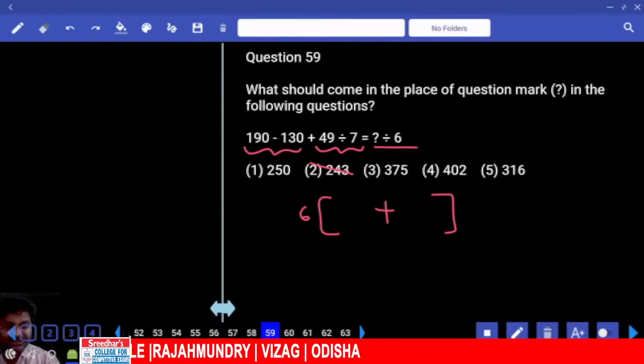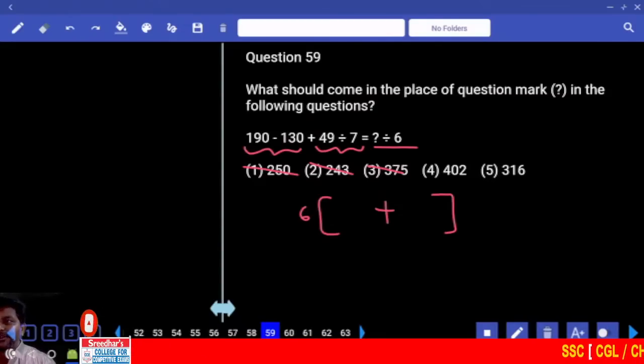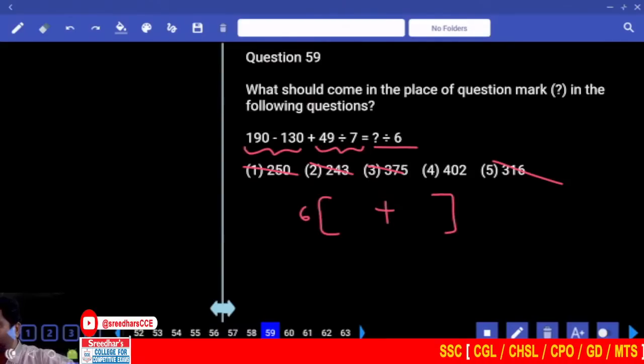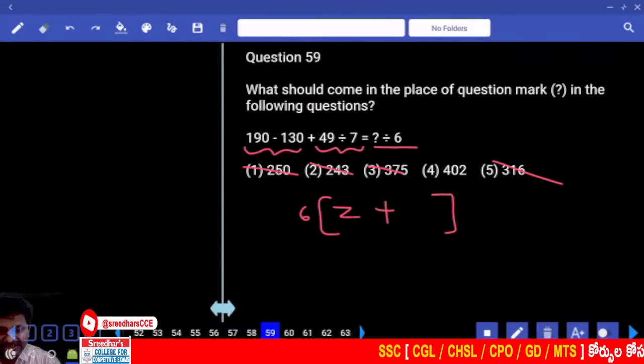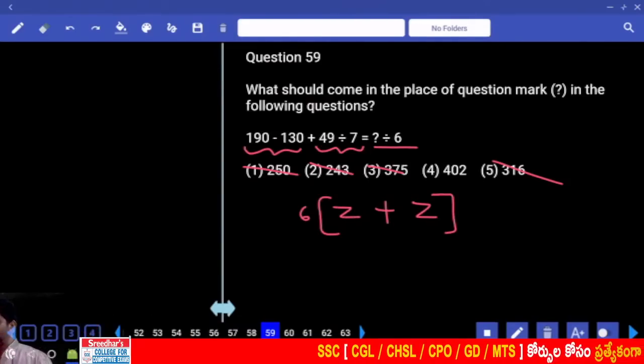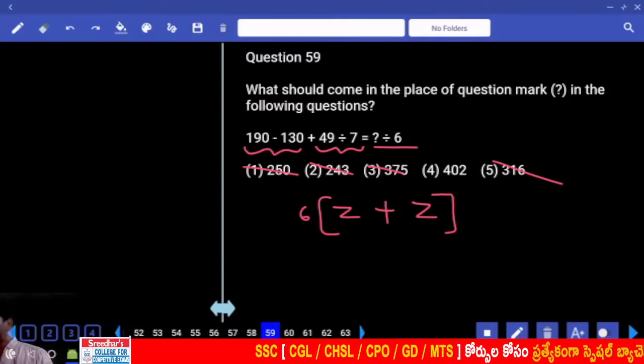Straightforward, second option, third option eliminated. Into 6 is there, so the answer must be a 3 multiple also. Is your first option a 3 multiple? Fourth option? Maybe. Fifth option? Fourth final. You know that this is an integer and this is an integer. The answer should be a 6 multiple. So an even number and a 3 multiple.